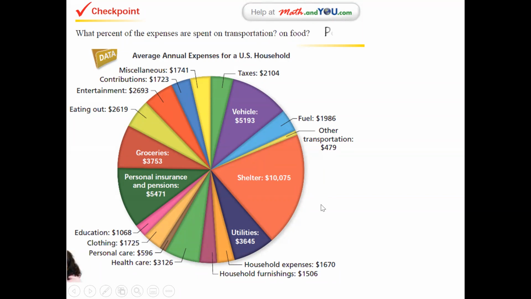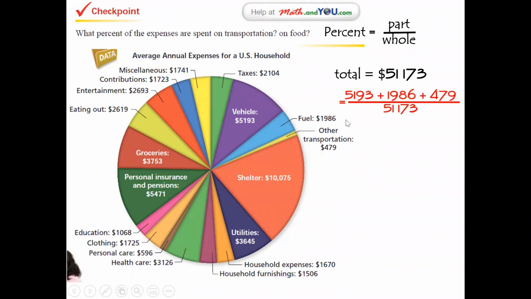So again, percent is part divided by the whole. And we already know that the total is 51,173 because we added it up earlier. So let's see. How do we do this? We add up the vehicle, 5,193. I add up the fuel, and I add up the other transportation. Take a look at what I did.